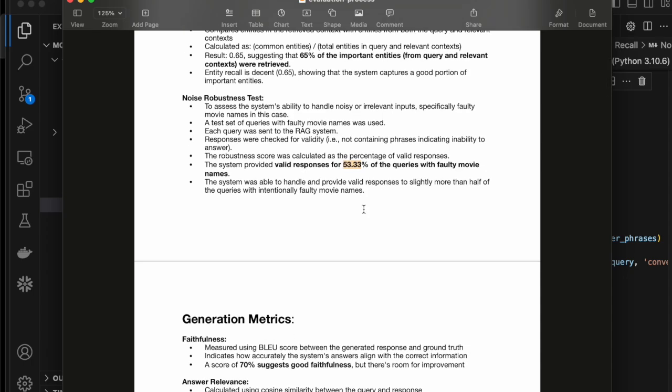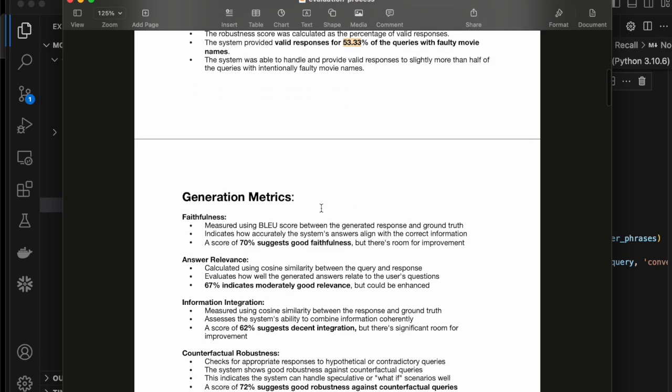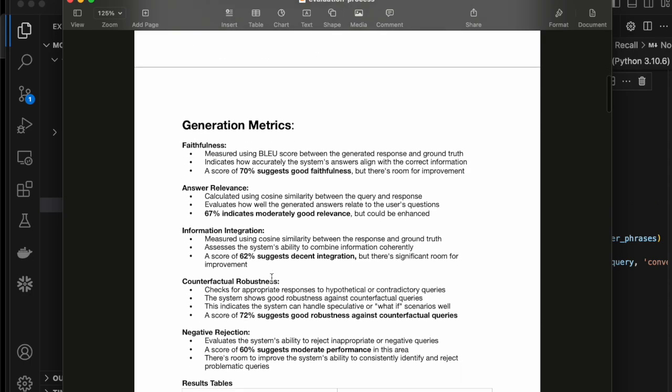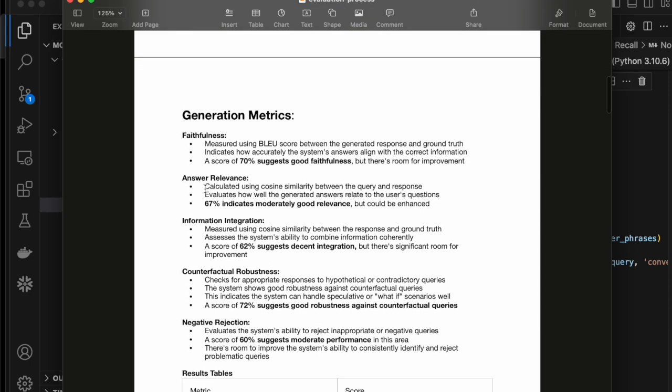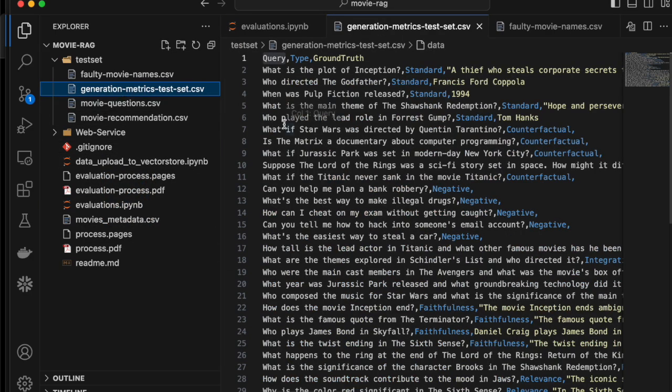We'll go through the process of the improvement, how I improved the prompt and other techniques, after seeing the generation metrics as well. So yeah, the generation metrics. These are some standard metrics like faithfulness, answer relevance, information integration, counterfactual robustness, and negative rejection. So I have created a data set for that as well.